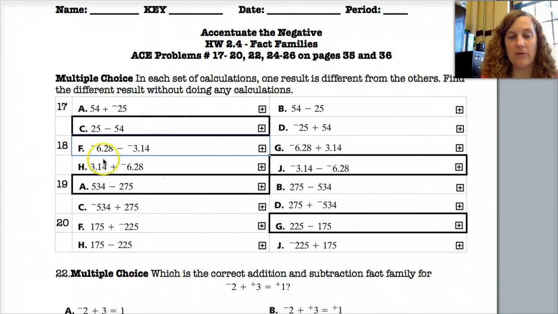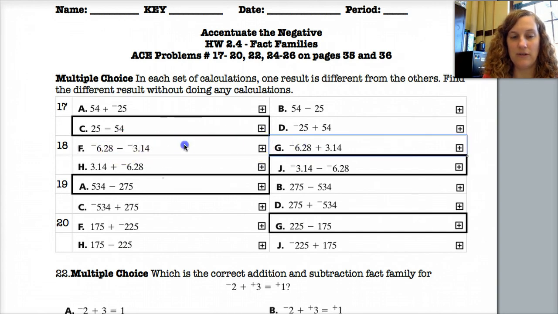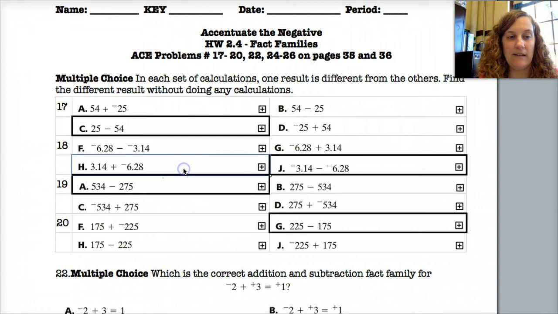18, our original problem, is about negative 6 minus a negative 3. Well, we do know that that's the same as negative 6 plus a positive 3, that subtracting a minus becomes an addition. So these two are definitely right. Is this the same problem, 3.14 plus a negative 6.8? Yep, it's the same problem because addition is commutative, so we can swap the order. So F, G, and H are all the same.